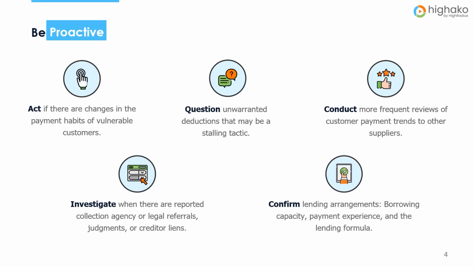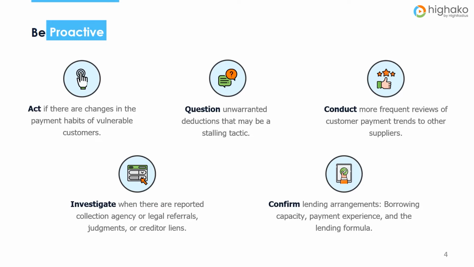Investigate when there's a reported collection agency or legal referral, a judgment against a customer, or other creditor liens. These may not mean anything. They may be inconsequential, but they could also be threatening to your customer's future.